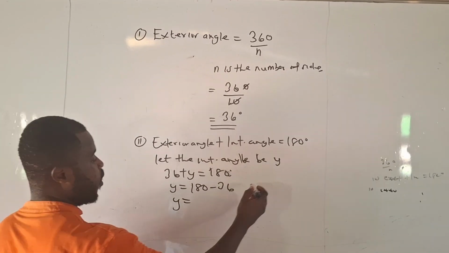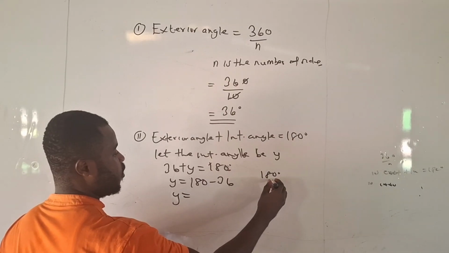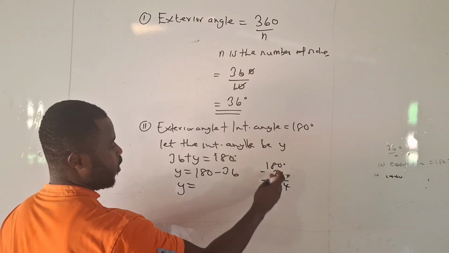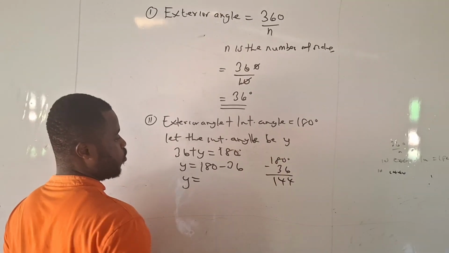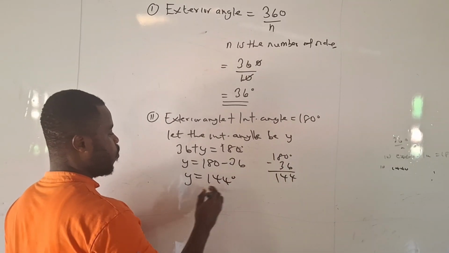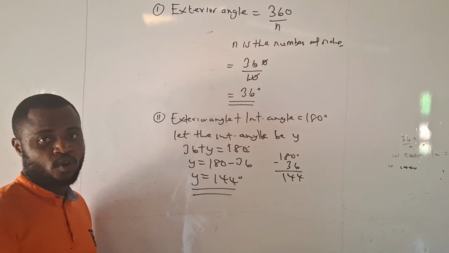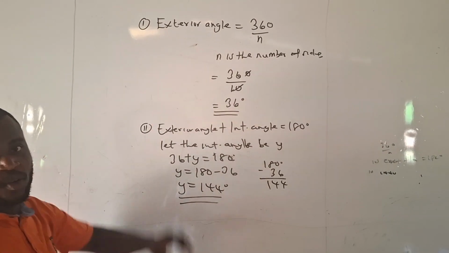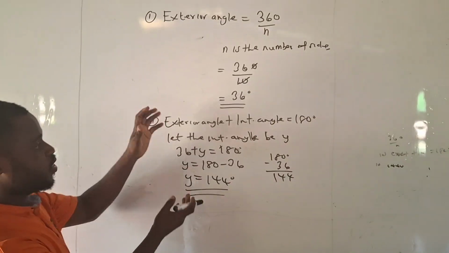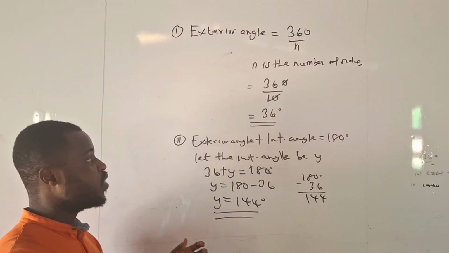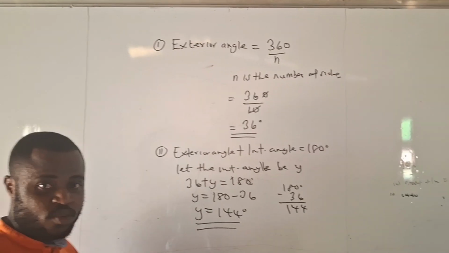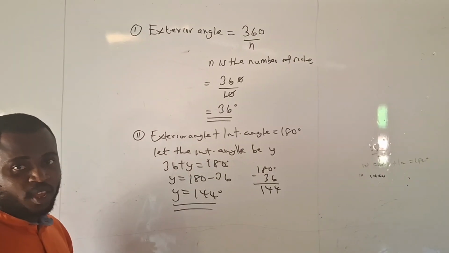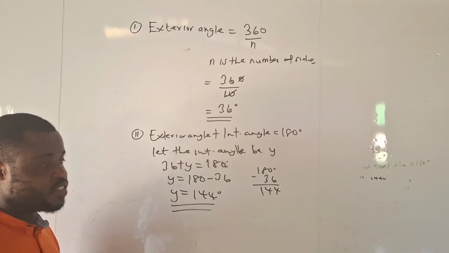So what do we get for y? We subtract 36 from 180. So here will be 4, 7 left here, 4. So we have 144 degrees as the corresponding interior angle to the exterior angle the question gave us. So this is how we solve it. In a question where you've been given the exterior angle and you have to find the interior angle, you sum them, then you equate it to 180, then you find the corresponding interior or exterior angle.